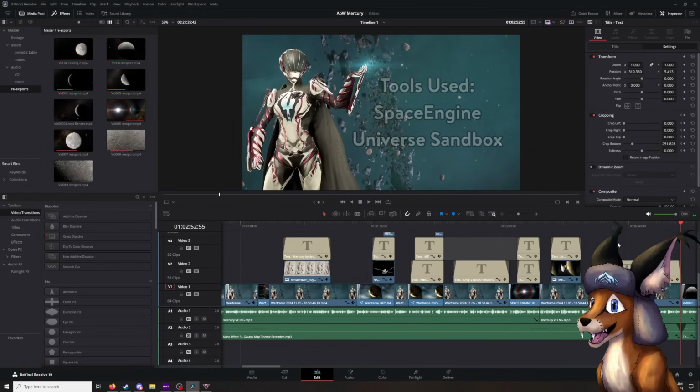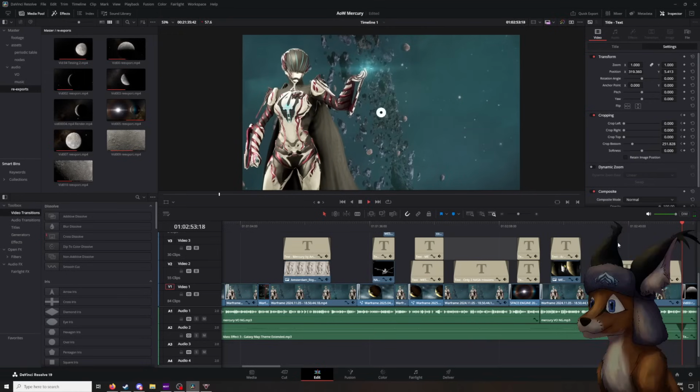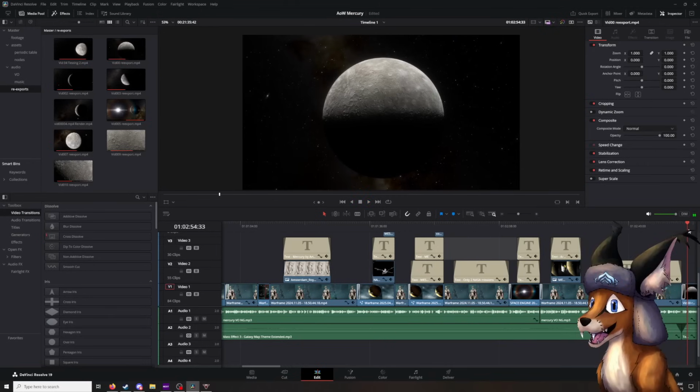I didn't give Universe Sandbox enough credit. I didn't expect to use it as much as I did in this video. It was an incredibly helpful program. So, onto the planet itself. This transition just lags every time I view it in the editor.